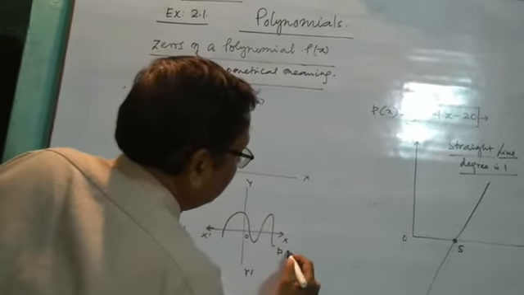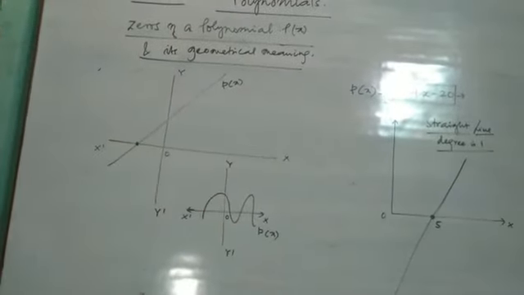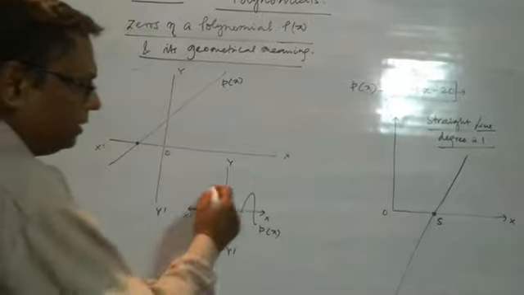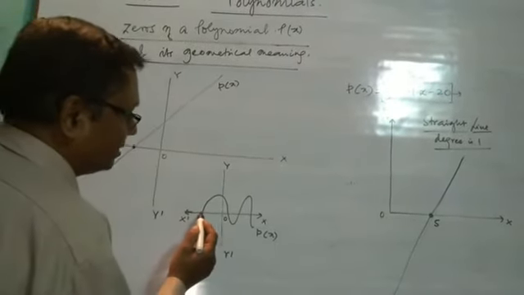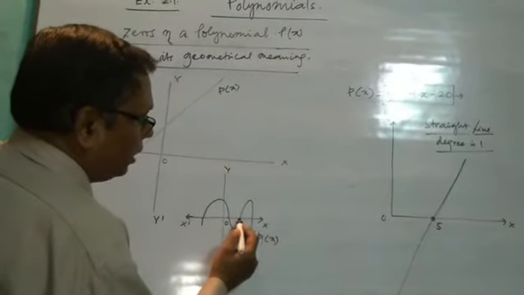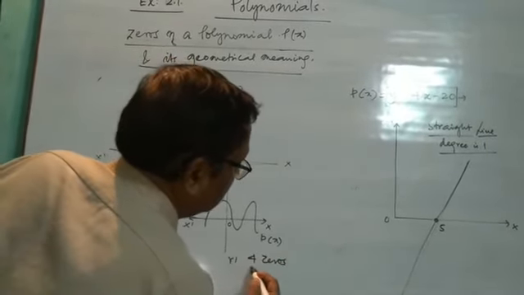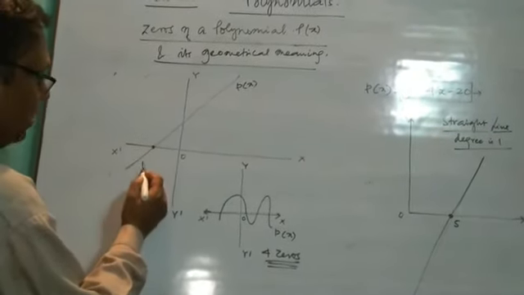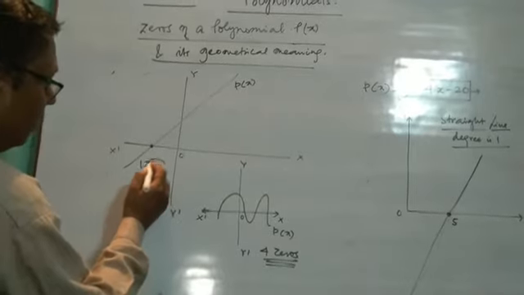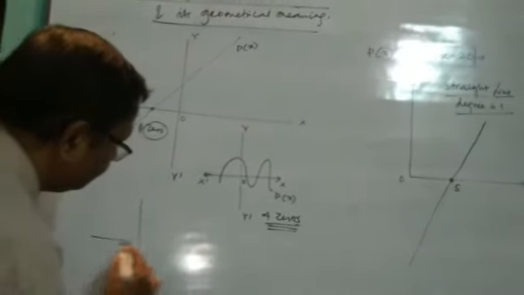See, this is a polynomial called p(x). This is the x-axis, this is the y-axis. Now see, at how many points does this graph line, this polynomial, intersect the x-axis? 1, 2, 3, 4. So what are we finding? 4 zeros. There are 4 zeros of this polynomial. Here it is 1 zero of the polynomial. 1 zero, 4 zeros.